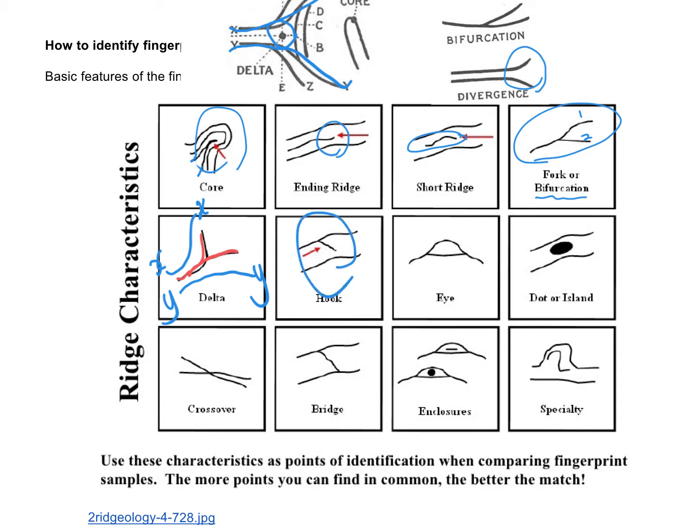This is a hook, this is an eye, dot or island, this. There's the crossover, that's the bridge, this is the enclosure, the one that is enclosed inside, specialty.